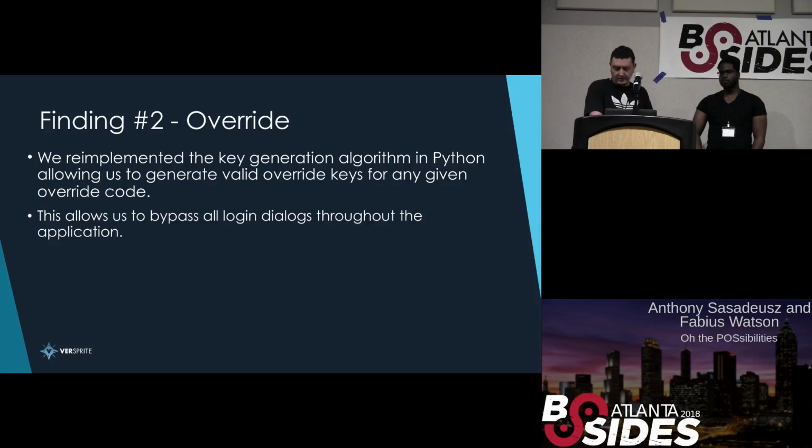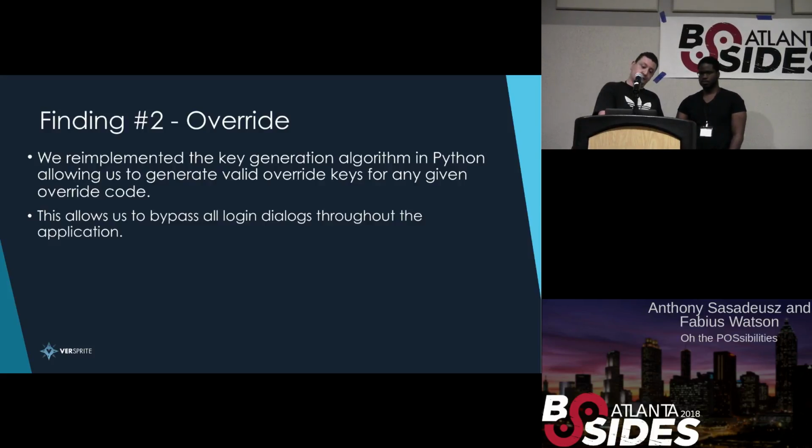Here's the login screen. We hit override. We're given an override code. We run our script, input the code that was given, get our key, enter our key and override, and we basically log in without any credentials. And this will basically give you access to actually open the cash register or whatever.